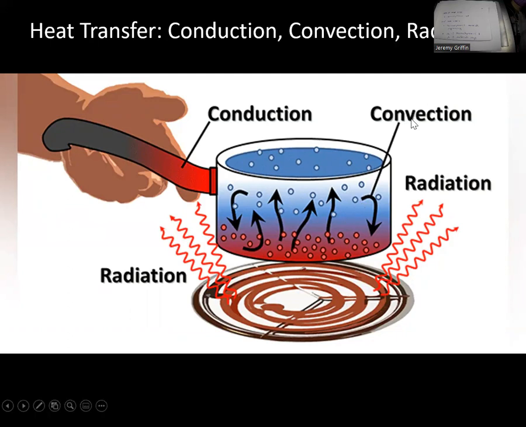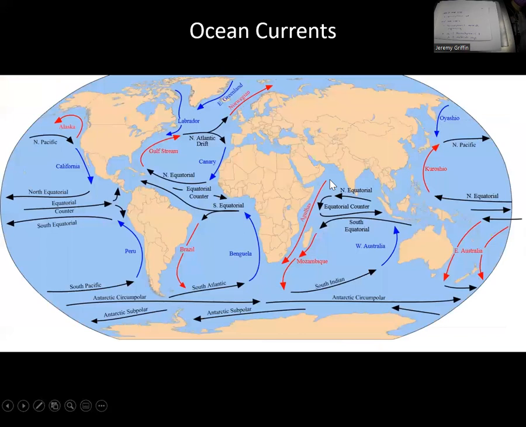The other one here is convection. So we've got radiation, conduction, and convection. Convection is the bulk movement of fluids. It could be steam, it could be water. In this case, you have hot water at the bottom and cold at the top. That wants to equalize, so it starts to churn and mix. That's convection.